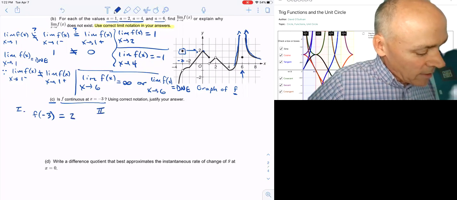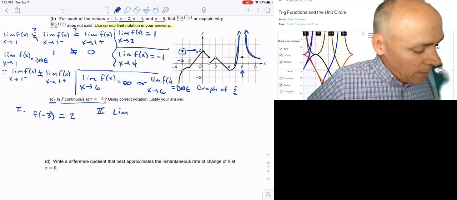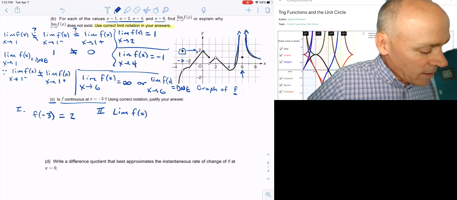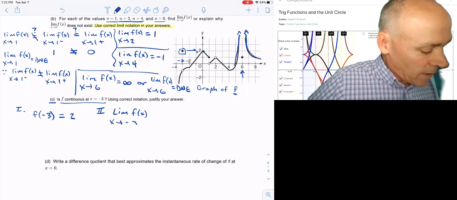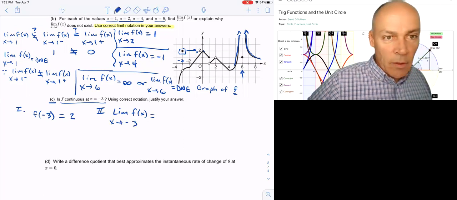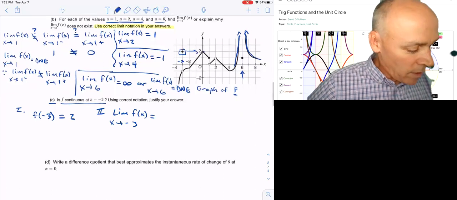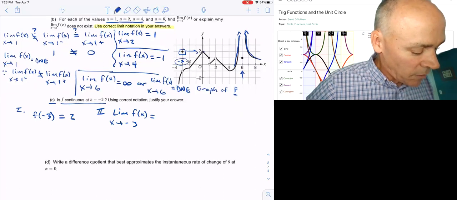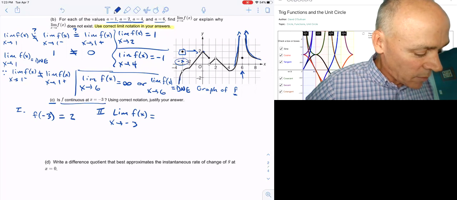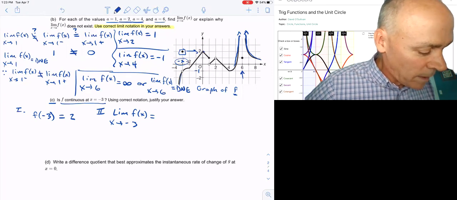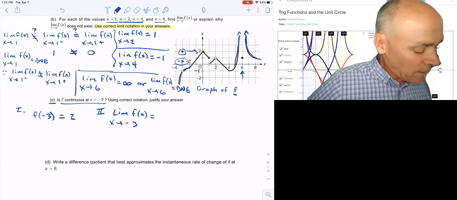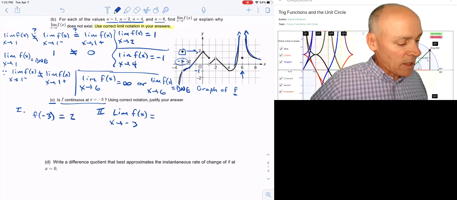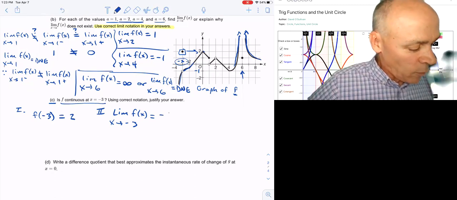My second condition, the limit of f of x as x approaches -3. Does that exist? And if so, what is the value? Well, now, again, I'm interested in x equals -3, so I'm on the function. As I approach from the left, it looks like my function approaches a value of -1. And as I approach from the right, it also approaches that value of -1. So the limit of f of x as x approaches -3 is equal to -1.